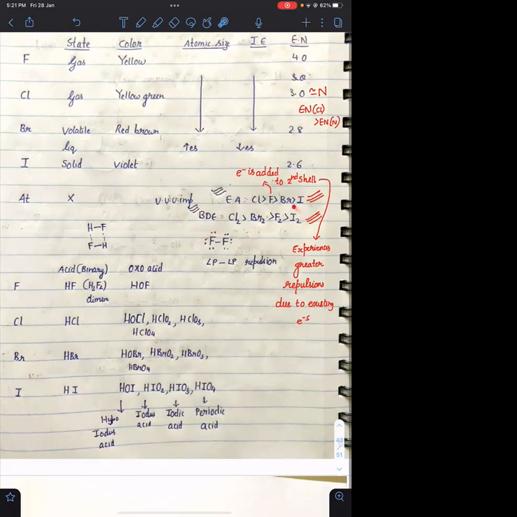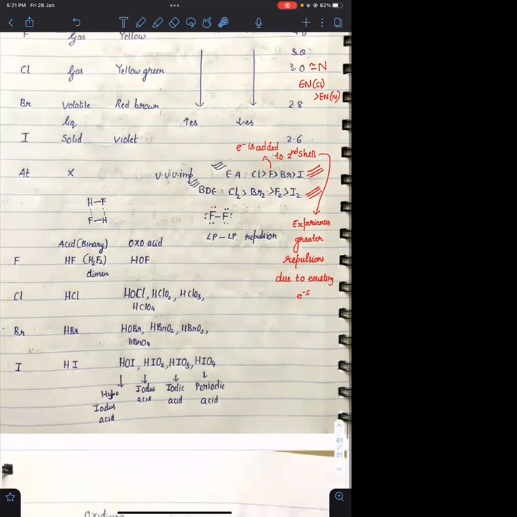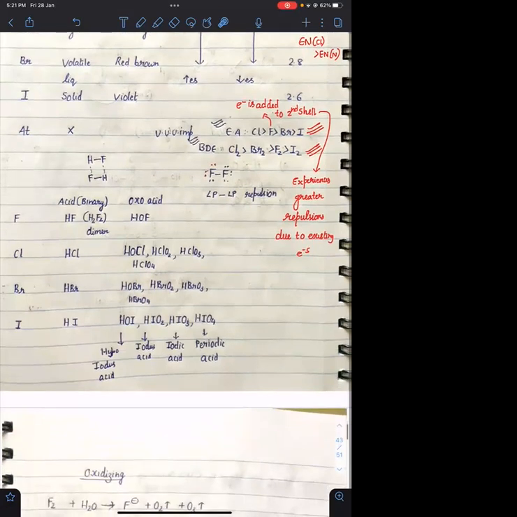Just remember the order, very very important. Chlorine, bromine, after that fluorine and iodine. Is that clear? Okay. Reaction with hydrogen, all of them will form acids: HF, HCl, HBr, HI. HF can exist as a dimer because of the formation of hydrogen bond. Okay, it exists as H2F2.